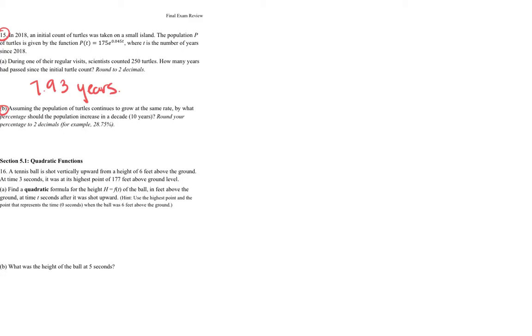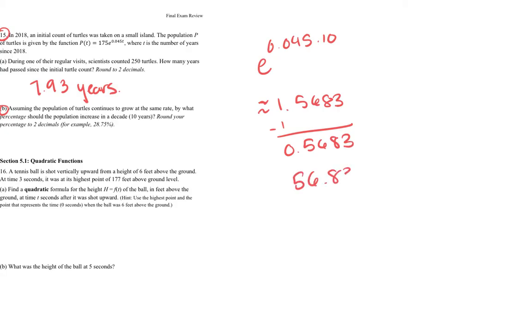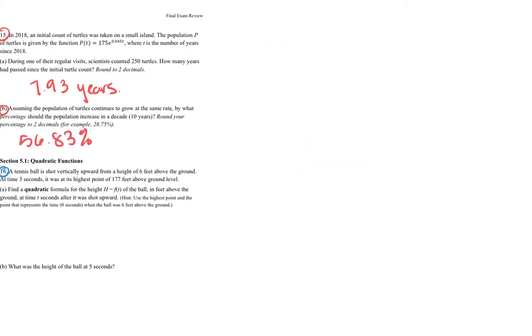So it's asking, assuming the population of turtles continues to grow at the same rate, by what percentage should the population increase in a decade, 10 years? Round your percentage to 2 decimal places. So what we're going to do is we're going to have our e to the 0.045 times 10, and we know that's going to be approximately 1.5683, and if we subtract off this 1, we're going to get 0.5683. Changing that into a percent, we're going to get 56.83%. Okay, so it is asking us to find a quadratic formula for this tennis ball thing.